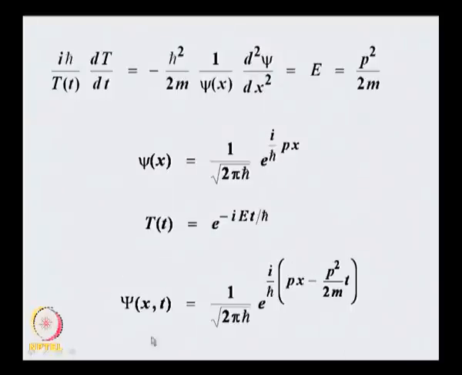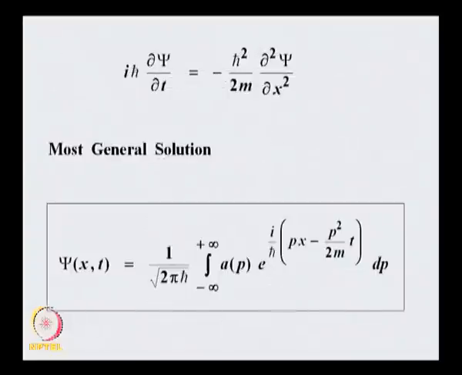So, this is a solution of the one dimensional time dependent Schrodinger equation for a free particle. What is the value of p? p can take any value from minus infinity to plus infinity. So, therefore, the most general solution of this equation is an integral like this.